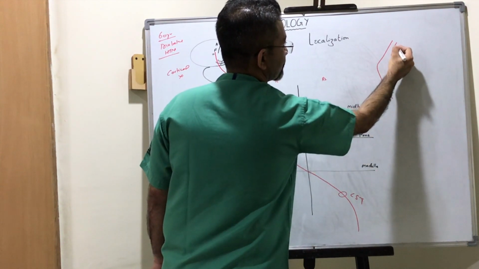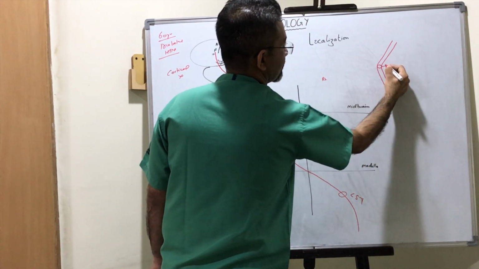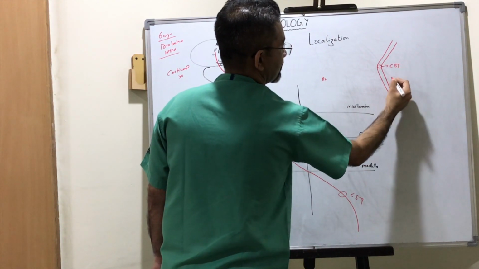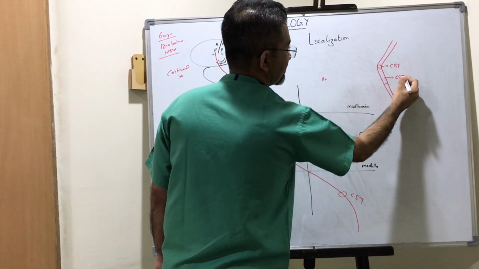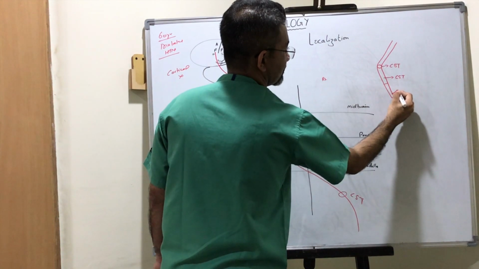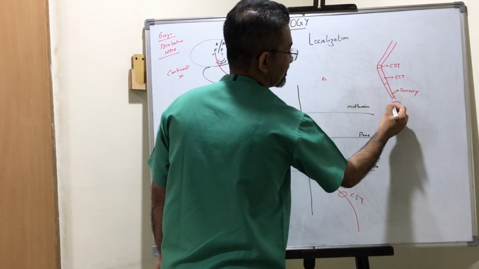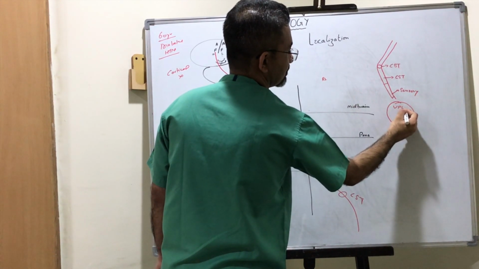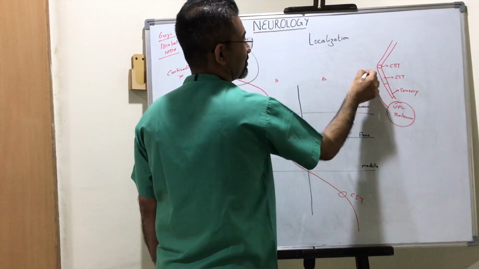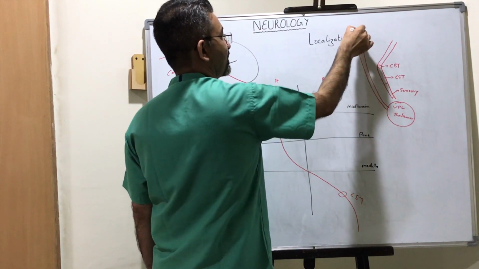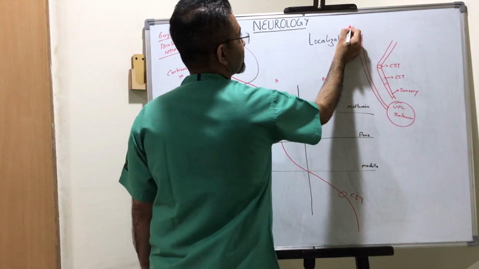If I draw my internal capsule, there is genu. In genu you have corticobulbar tract. In the posterior limb, the anterior aspect is corticospinal tract, and the posterior aspect you have sensory fibers or spinothalamic tract. These sensory fibers are communicating with VPL of thalamus, and from VPL of thalamus the thalamocortical radiations are going to your sensory strip. This is your thalamocortical radiation.